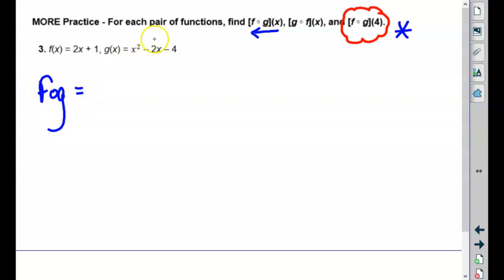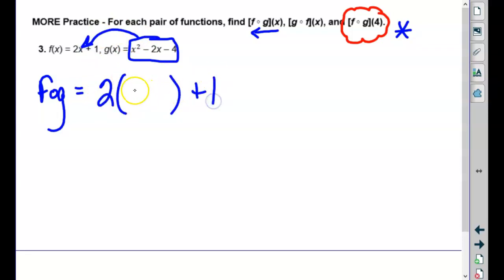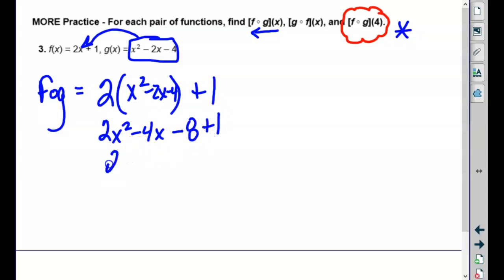g goes into f. So all of this is going in here. So it's 2 something plus 1. And what's going in is an x squared minus 2x minus 4. Can you simplify that? Let's see, 2x squared minus 4x minus 8 with a plus 1 would become a minus 4x minus 7. And the domain is just all real numbers. I guess it didn't even say we had to do that.